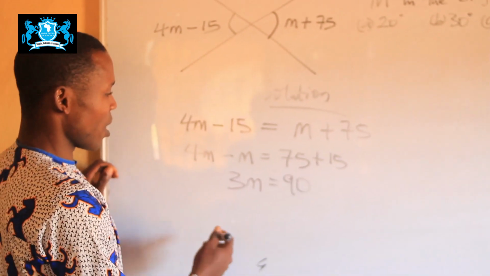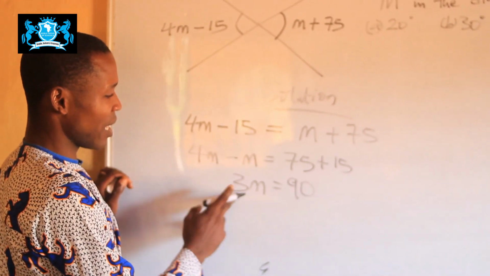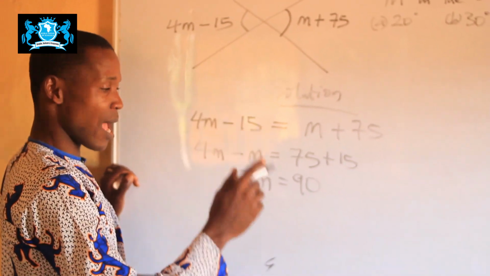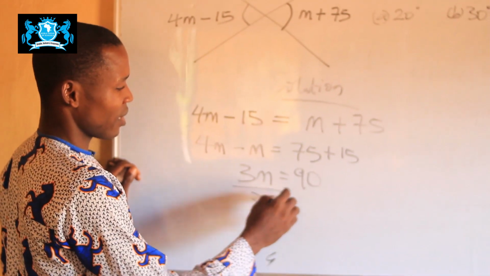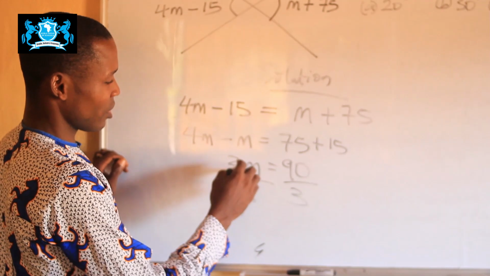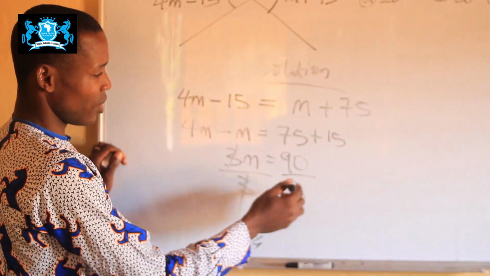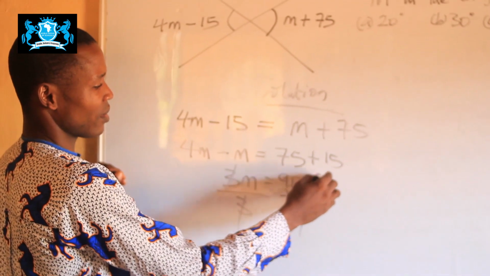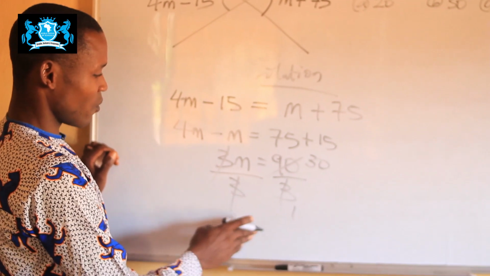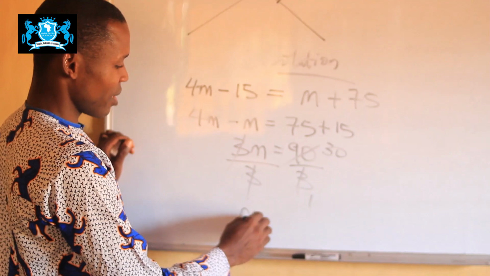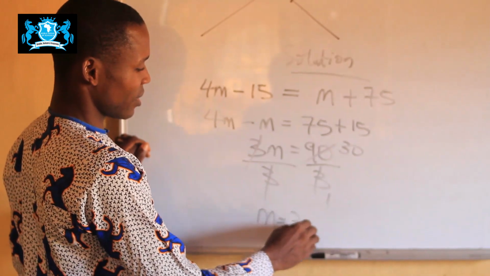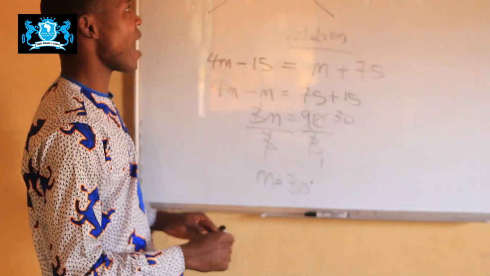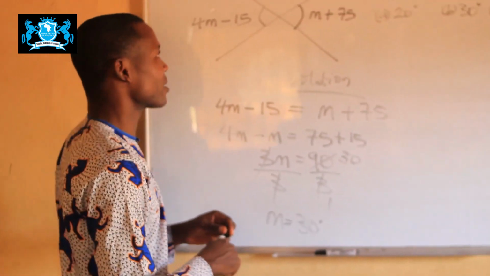Right? Now, to find our m, if 3m is 90, what will 1m be? Let us divide by 3. 3 into this, 3 into this. m is now alone, since 3 divided by 3 is 1. 3 into 90 will give you 30. Therefore, m equals 30 degrees.